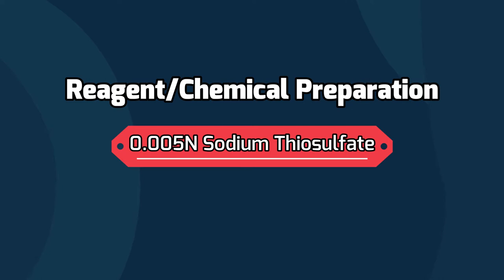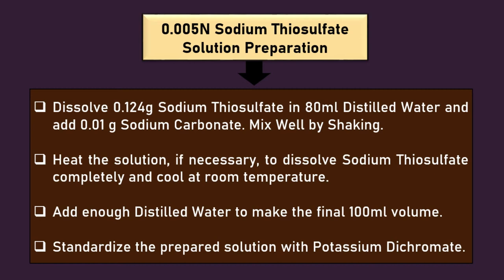For the preparation of 0.005 normal sodium thiosulfate, dissolve 0.1 to 4 g sodium thiosulfate in 80 ml distilled water and add 0.01 g sodium carbonate. Heat the solution to dissolve the sodium thiosulfate crystal completely. Cool the solution and add enough distilled water to make the final volume of 100 ml. Standardize the solution before use.